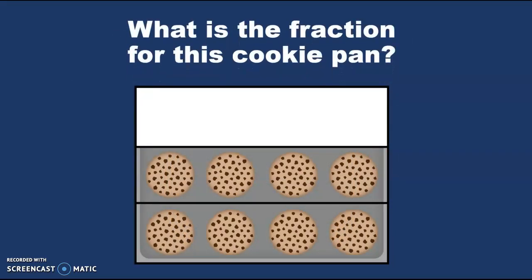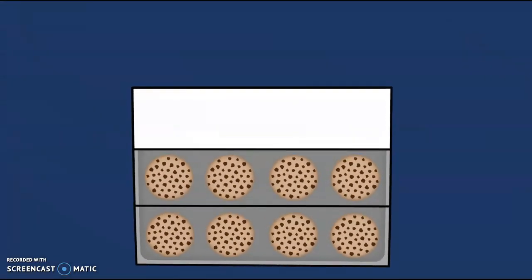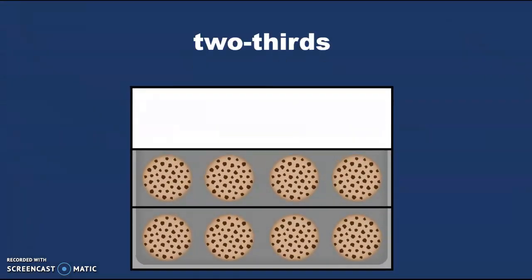What is the fraction for this cookie pan? 2/3. There are 2 equal parts with cookies. There are 3 equal parts total. 2 out of the 3 parts have cookies. 2/3.